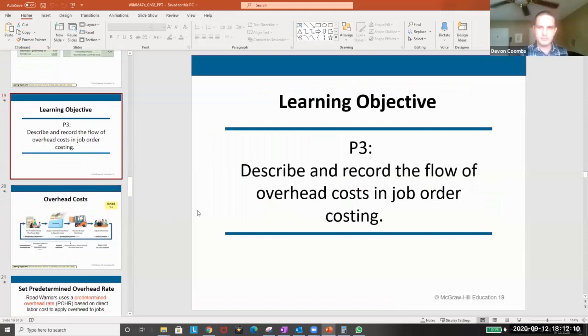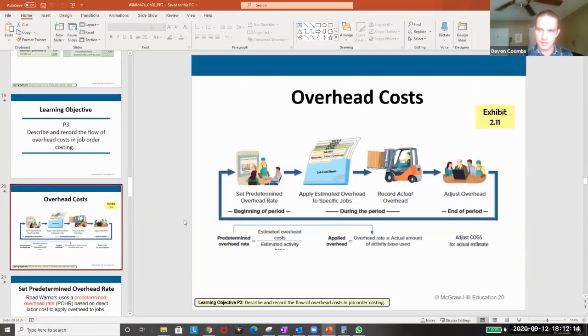And we have our overhead. The previous two are pretty easy, right? We had our direct materials, our direct labor. We know that we can trace those costs directly to the product based on our data, as long as we're tracking it well. Overhead's a little more complex. We need to set an estimate. We call the estimate a predetermined overhead rate.